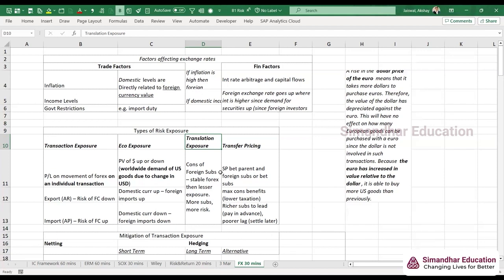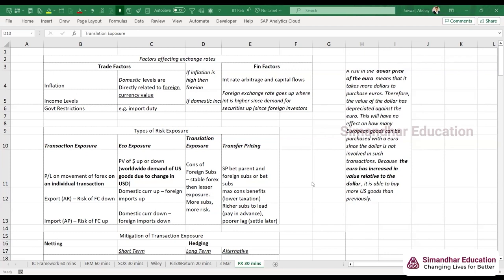Let's say in case of US, the US dollar is going up, right? Then a person from China will buy more of US goods or less of US goods? What do you think? Yes. So they will buy less of US goods because it has become costlier for them, right?